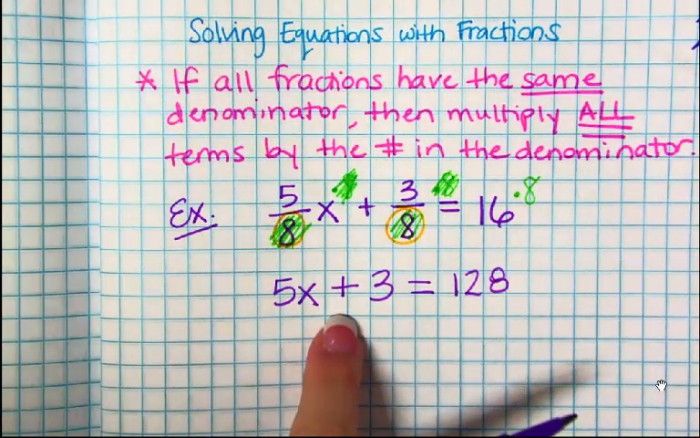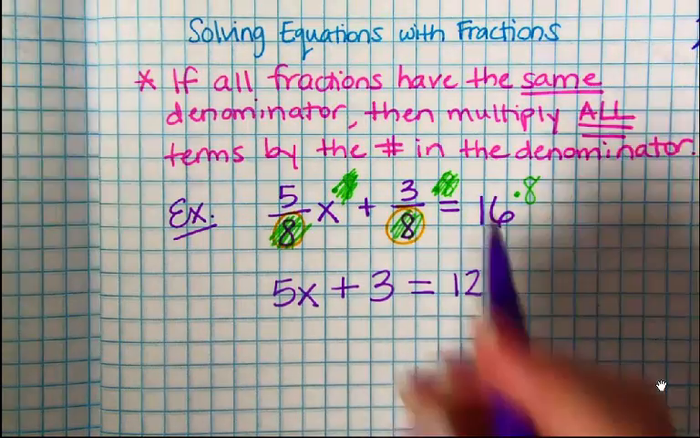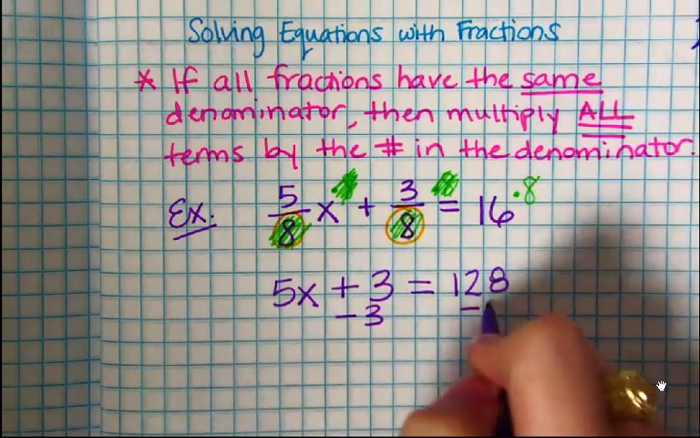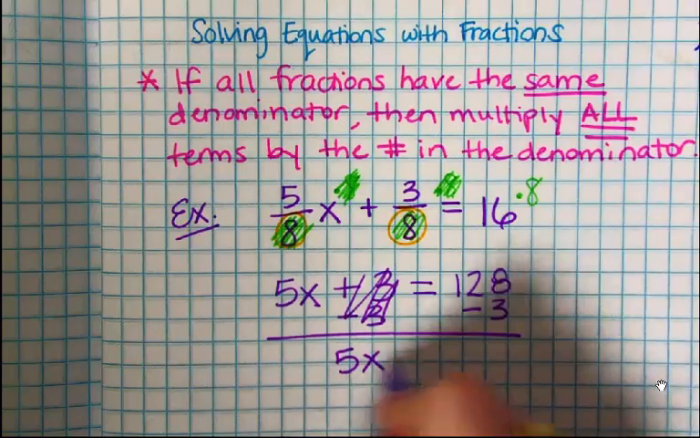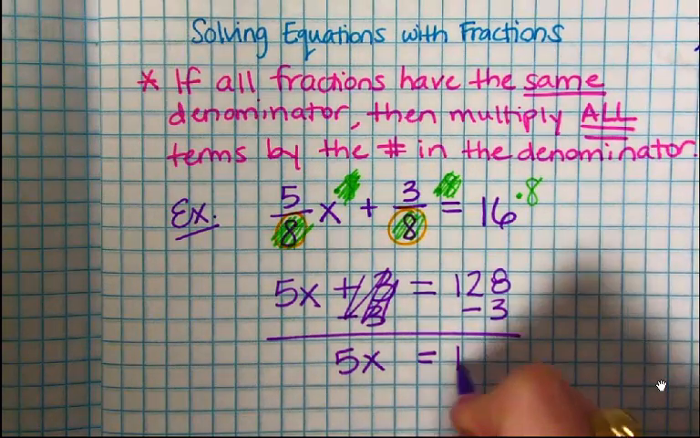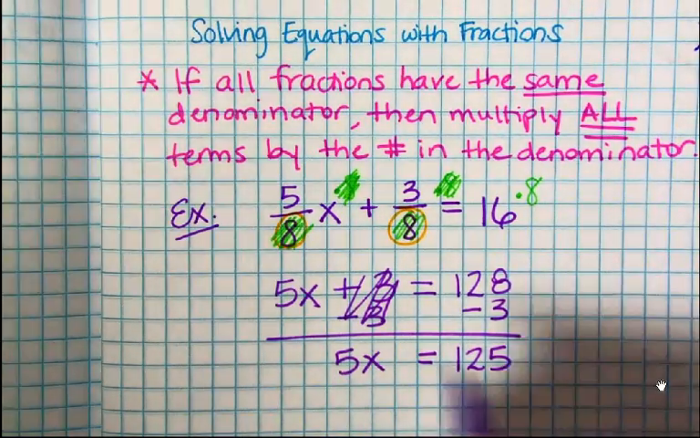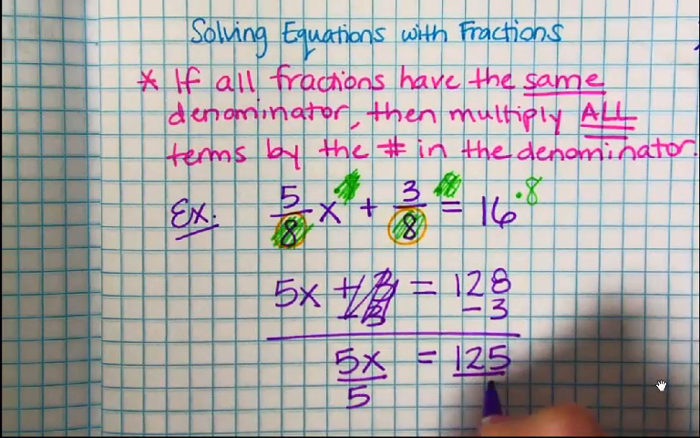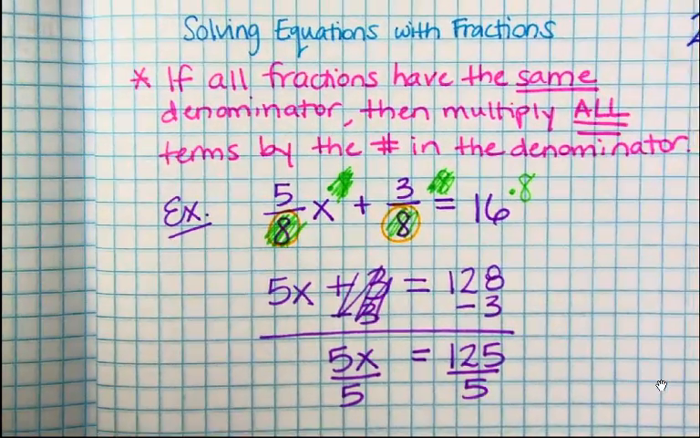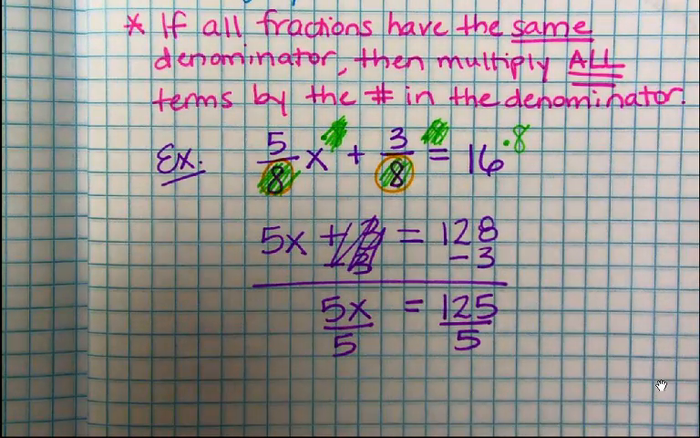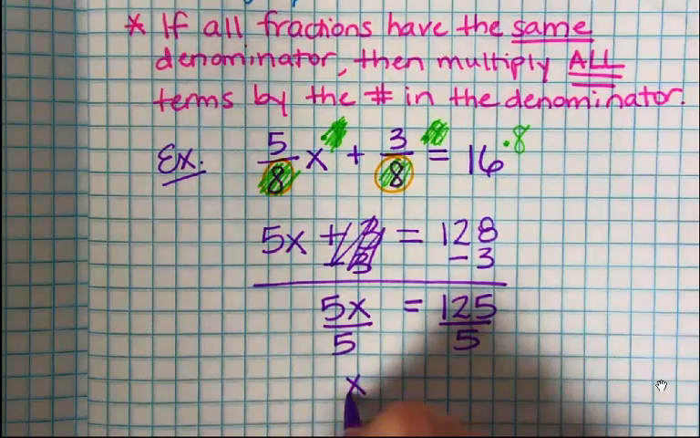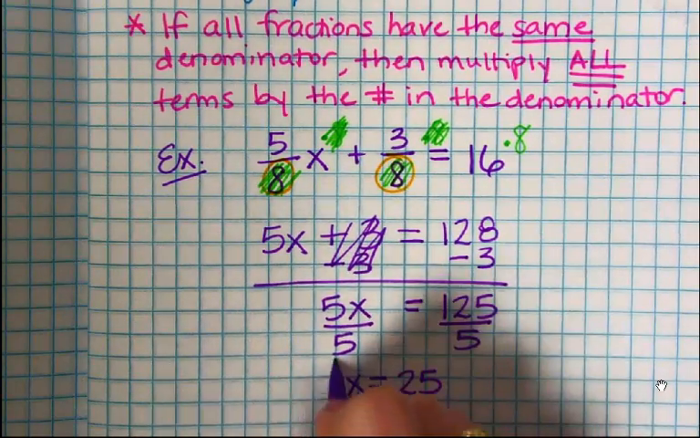This new equation is much easier for me to solve than the original with the fractions. Now it's just a two-step equation. We'll subtract 3 from both sides. My 3's go away and I'm left with 5x is equal to 128 minus 3, which is 125. Then divide both sides by 5. Using my handy-dandy calculator, 125 divided by 5 is 25. So I get x is equal to 25.